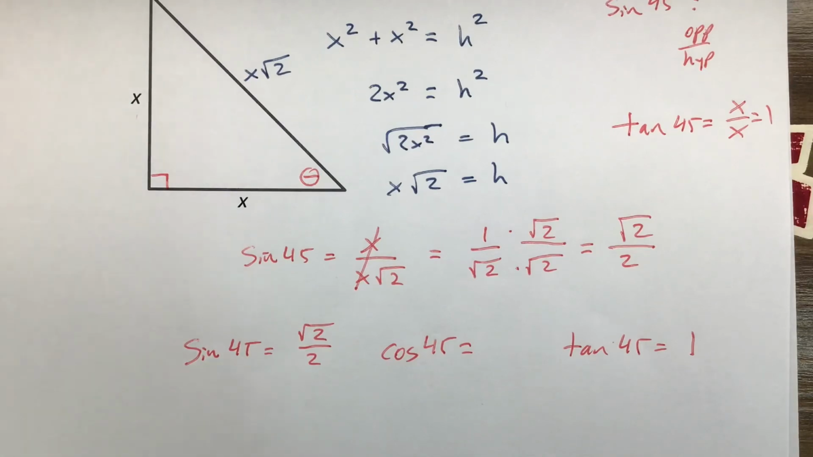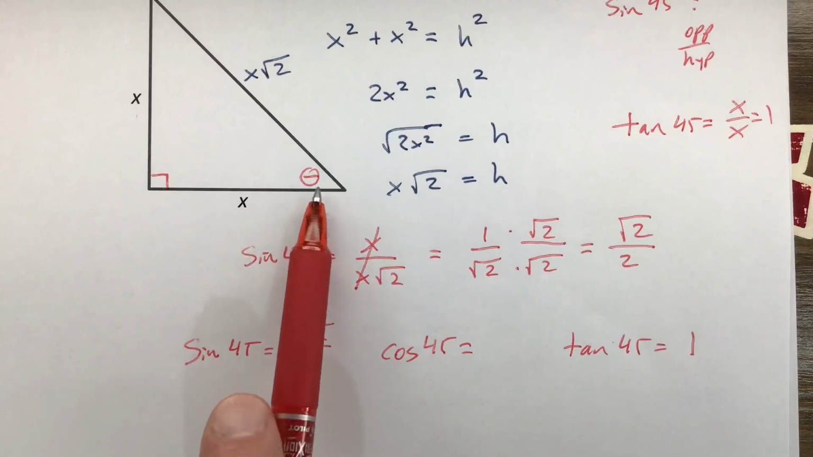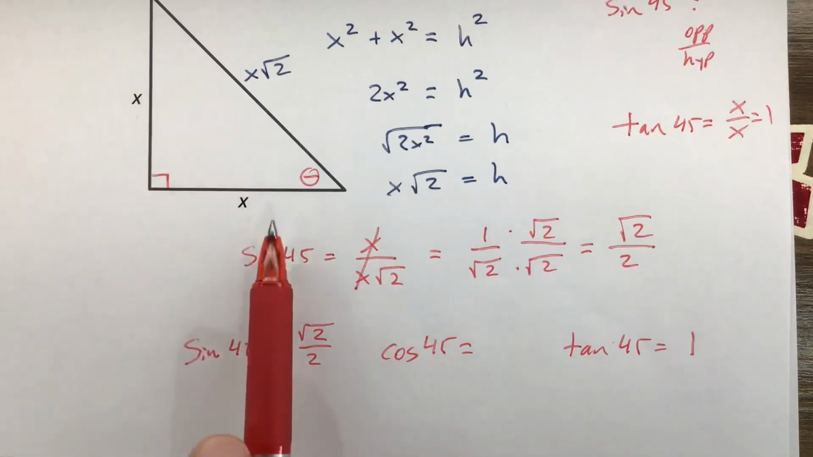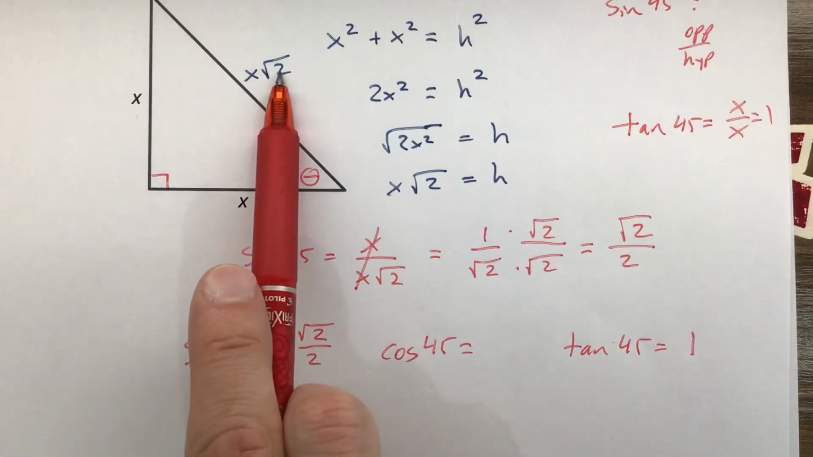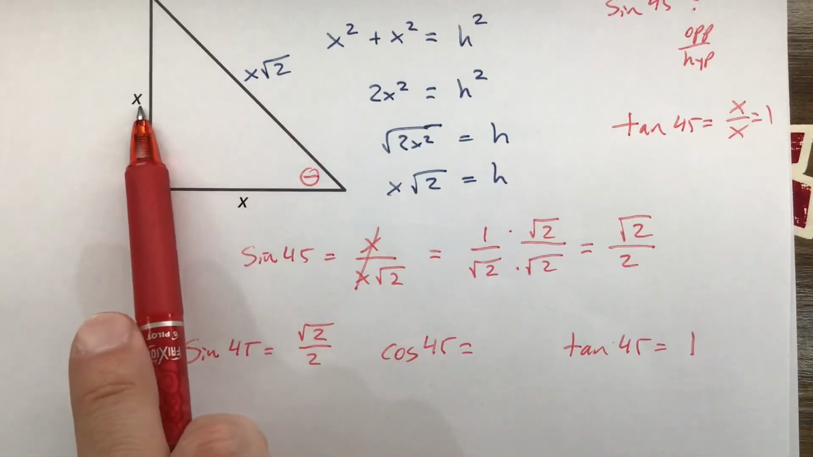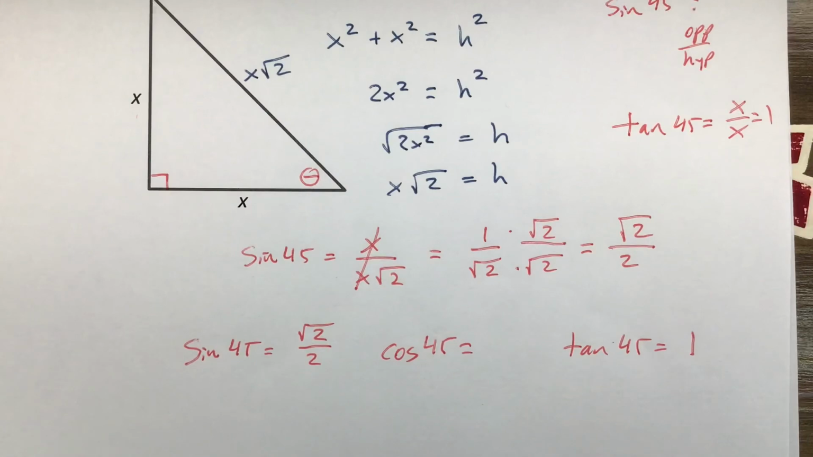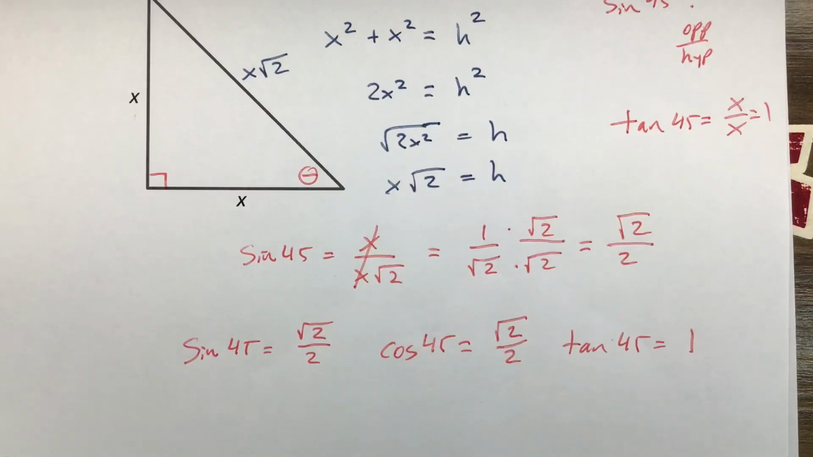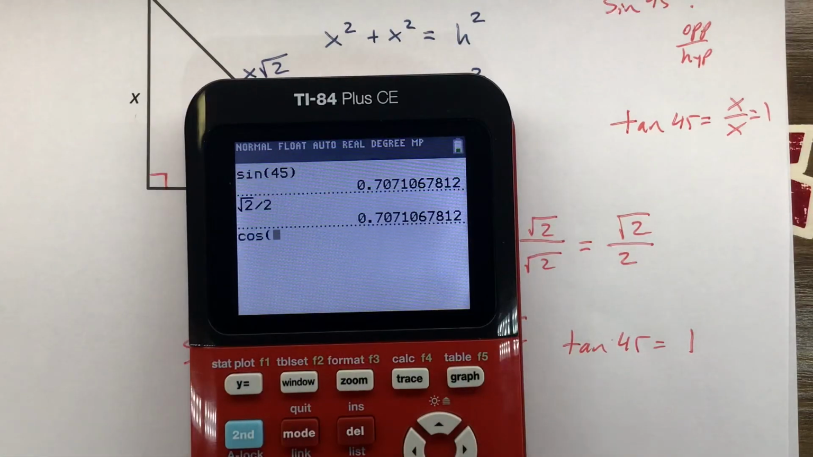The cosine of 45 is going to be the adjacent divided by the hypotenuse. Let's take a look here. The adjacent is the same thing as the opposite. So how much different is the adjacent over the hypotenuse going to be than the opposite over the hypotenuse? They're going to be the same thing. So the cosine of 45 is also the square root of 2 over 2, and we will verify that with the calculator. There it is.